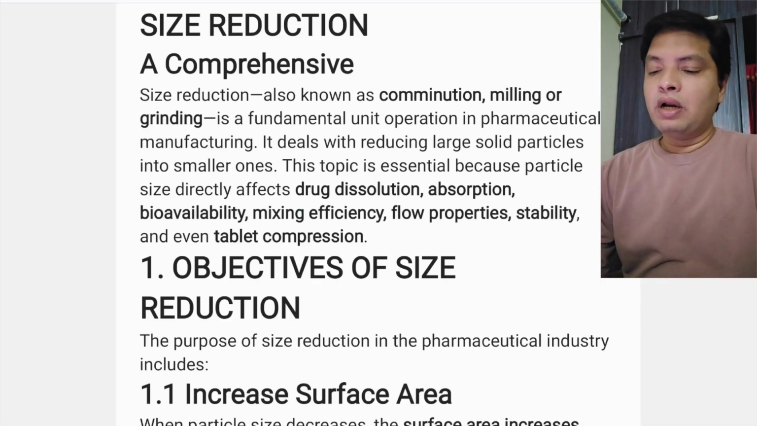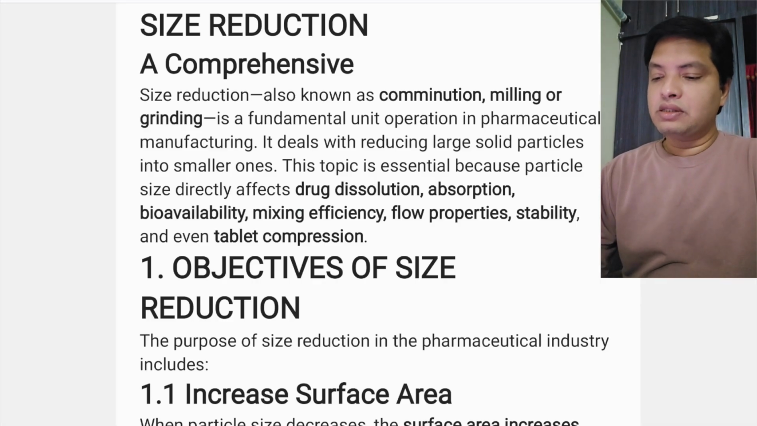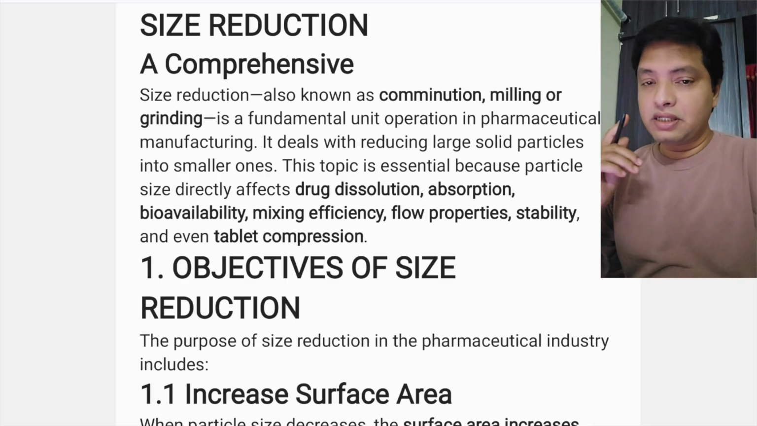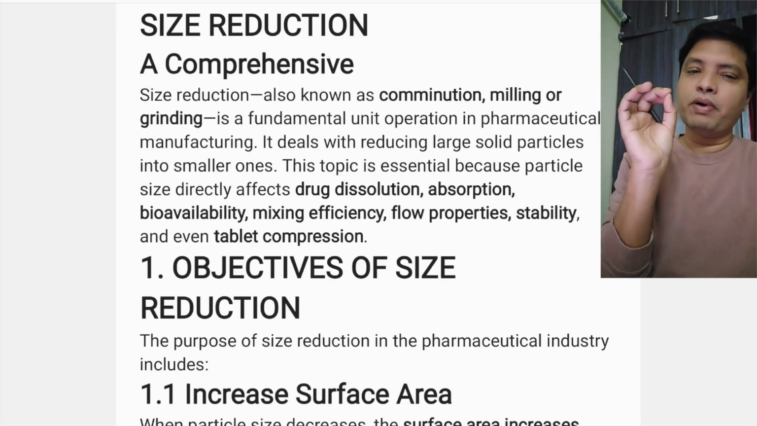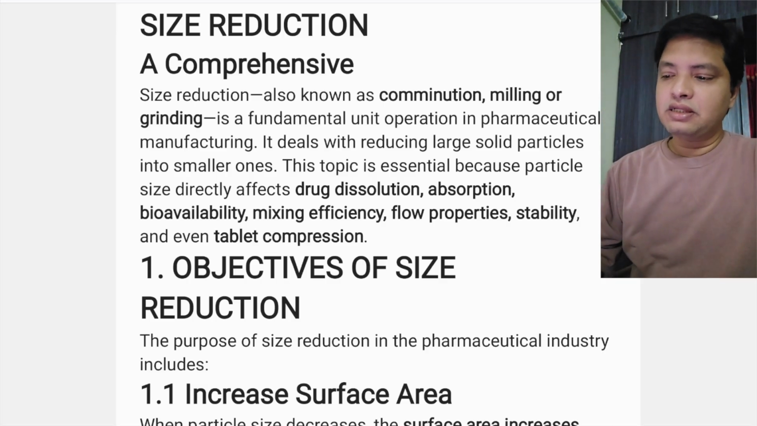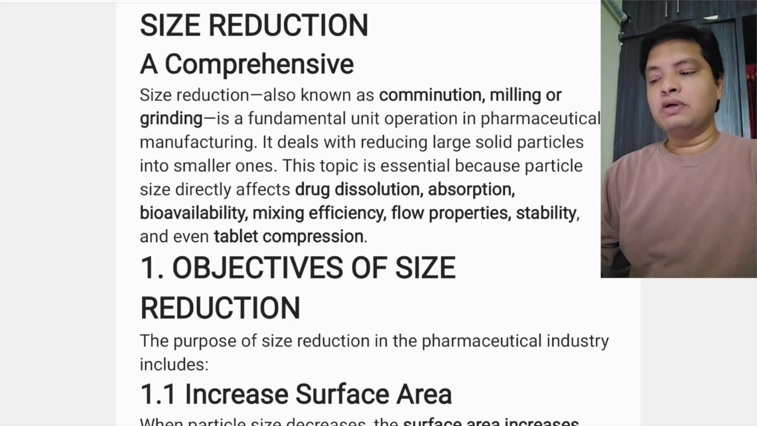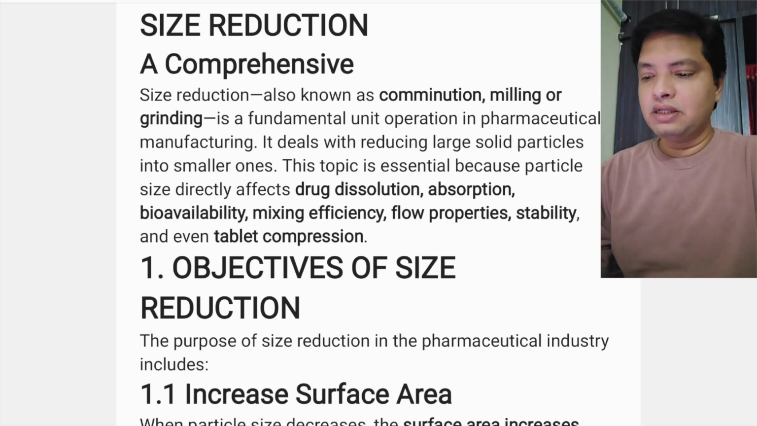Today we are going to learn about a topic called size reduction. So what is size reduction? Generally, size reduction means when the larger particle size is reduced to small particles, that we call size reduction. It is also known as comminution, it is also known as milling, and it is also known as grading.